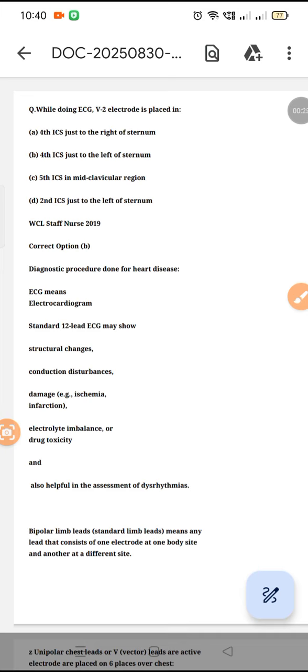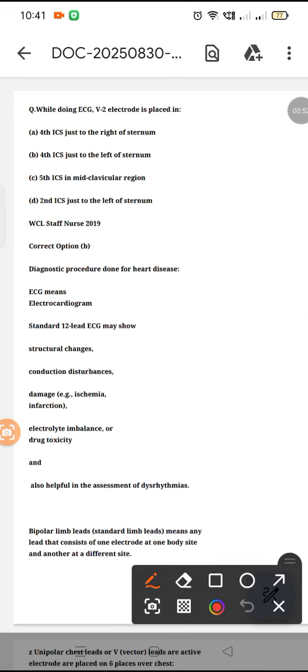Options: fourth intercostal space just to the right of the sternum, fourth intercostal space just to the left of the sternum, fifth intercostal space in mid clavicular region, second intercostal space just to the left of the sternum. So mainly the options are about the placement where we will keep the V2 electrode. Option B is correct: fourth intercostal space just to the left of the sternum.